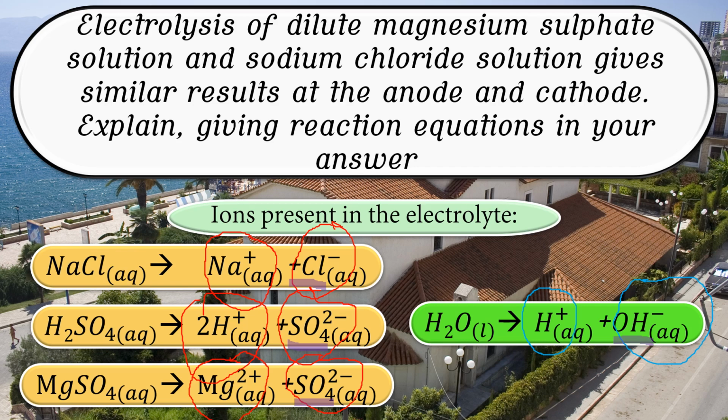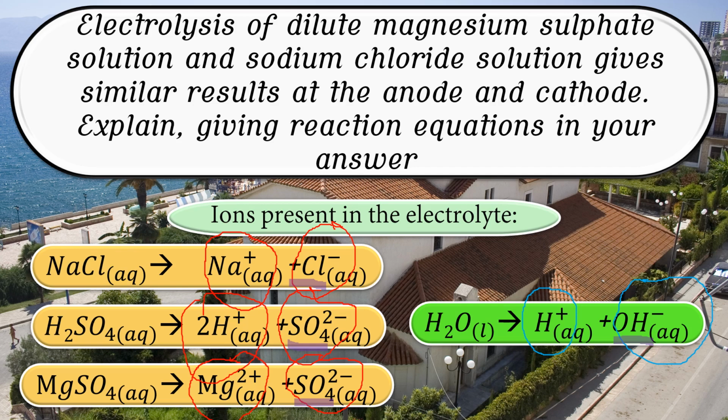Now we have three types of ions, all of them going to the anode. We have the chloride ions, sulphate ions, and the hydroxide ions. Now, of all those ones, which one is going to be discharged at the anode?